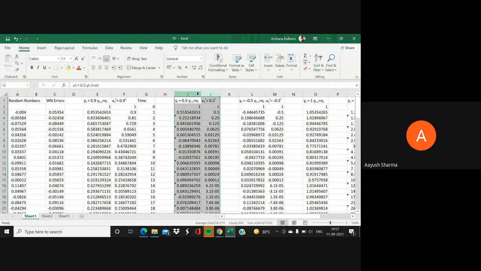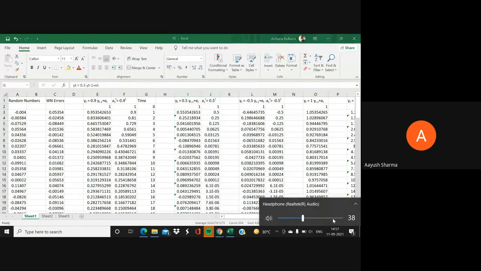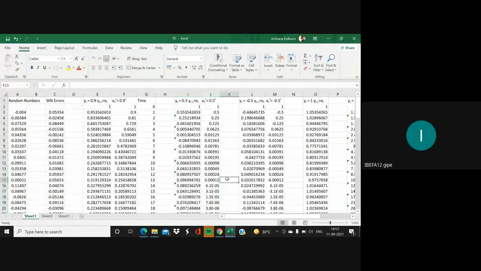Ma'am, why did you say that the error terms will be multiplied by a1 raised to the power t? I'm sorry, I'm not able to hear you properly. Can you just speak a little louder? Ma'am, the white noise errors will also be multiplied by a raised to the power t. Yeah, so that's why I said the influence of those errors will gradually begin to diminish.